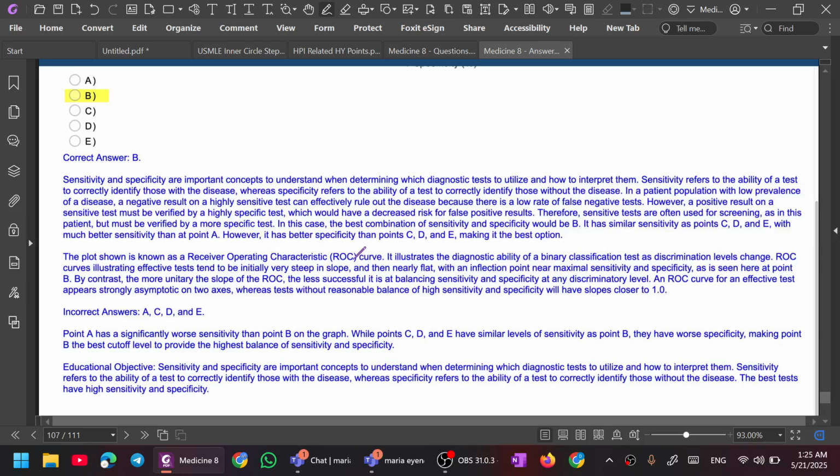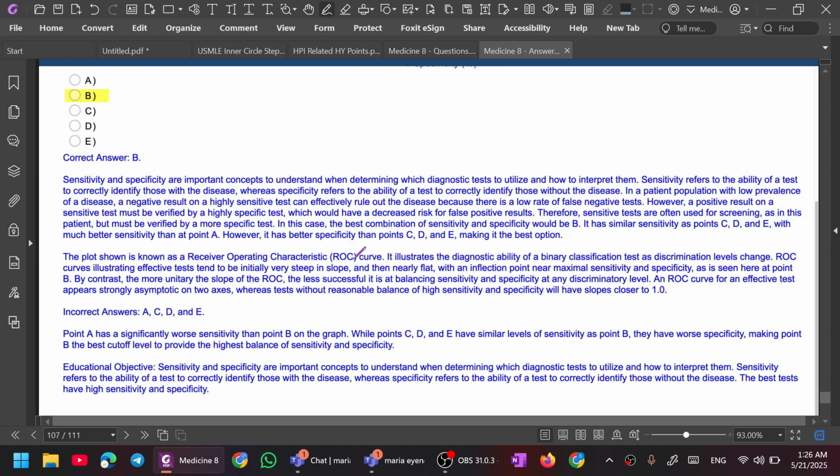Very steep in slope and then nearly flat. Look at from B to C. No, I understand that part, but what does that mean? I understand the steep and then flat, but how does that help you on the question? Okay, they go on.